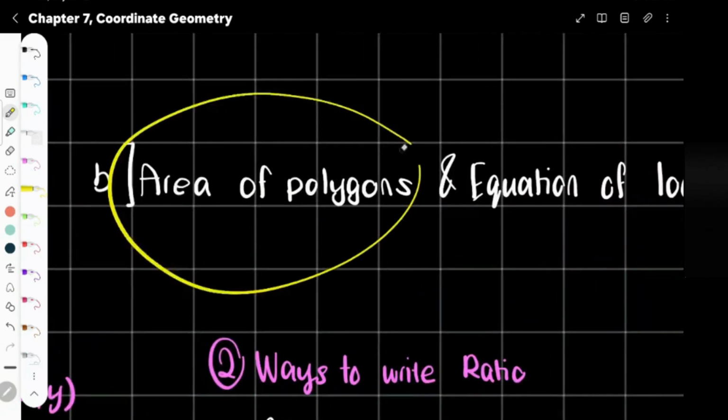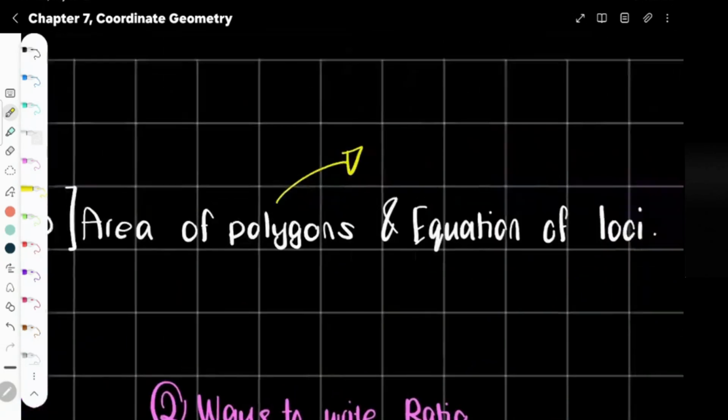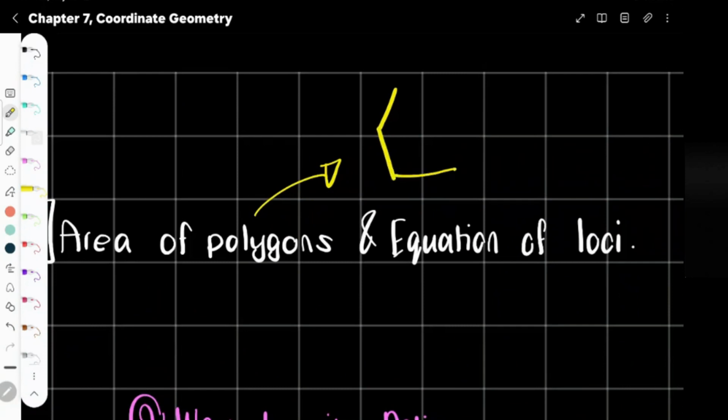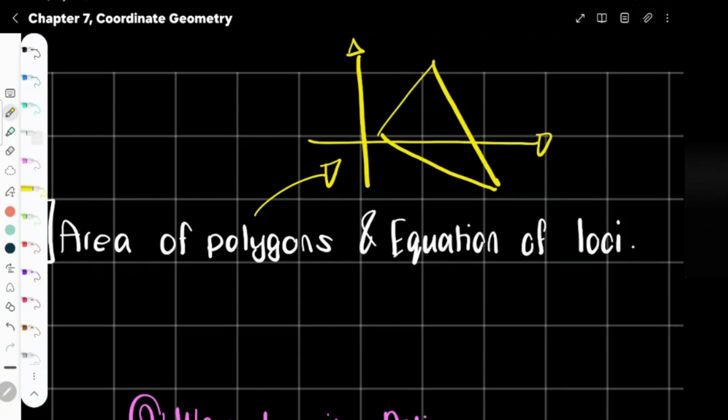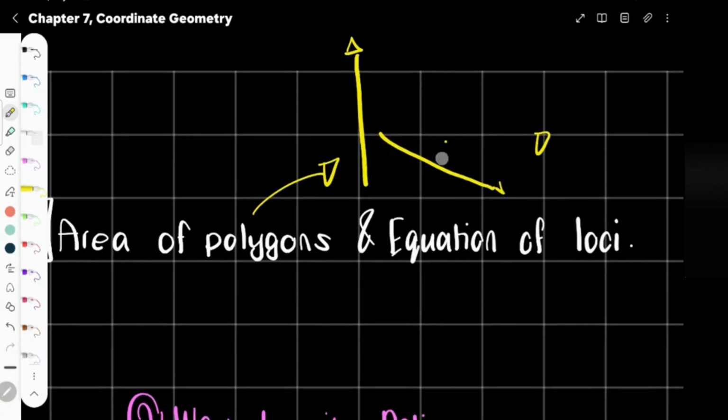And then the area of polygon. By polygon, it's not talking about this polygon. It's talking about a polygon inside a graph. Again, this is about graph, don't forget. So if you have this area here, they ask you, what is the area of this? So you will learn how to do that later.